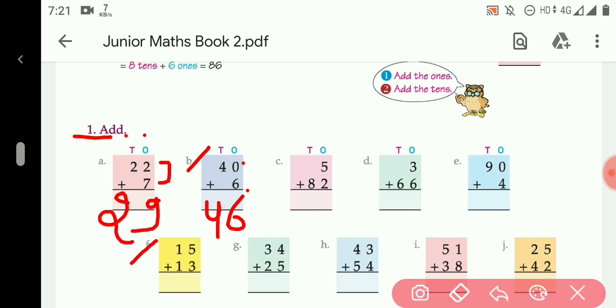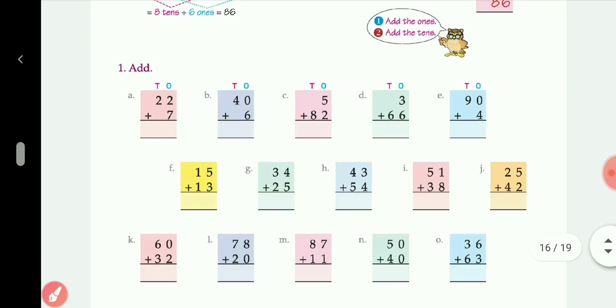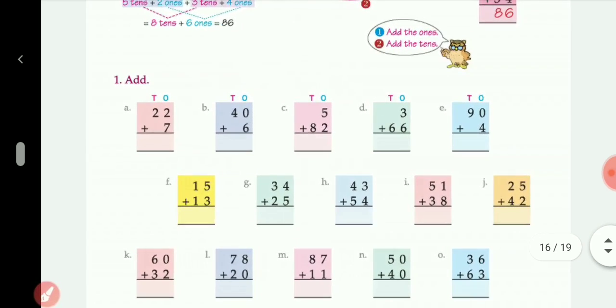In the F part, 5 plus 3, how many? 8. And 1 plus 1, 2. In the same manner, you will do all the questions given here. Write in your copy and solve them.